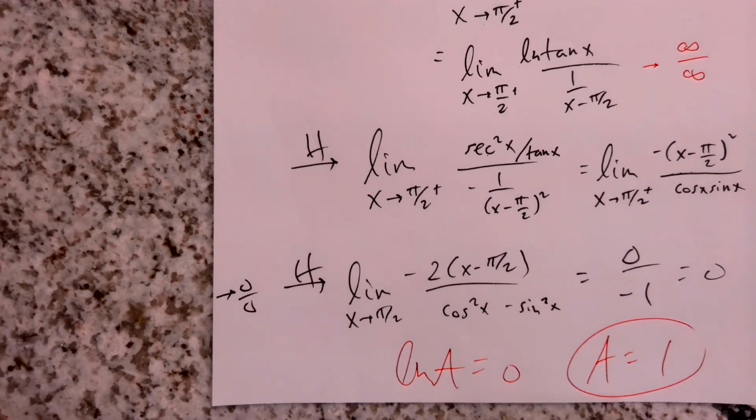Okay, so that was one example of each of the other 5 indeterminate forms. And whenever you encounter one of these, the algebra to turn it into 0 over 0 or infinity over infinity is pretty much what I just did there.